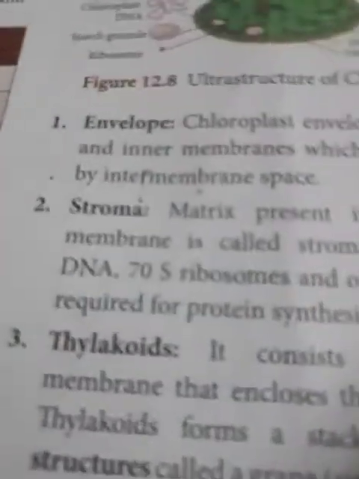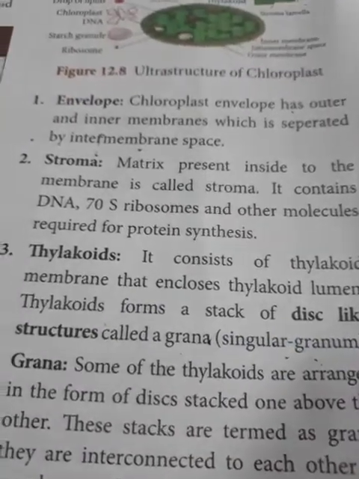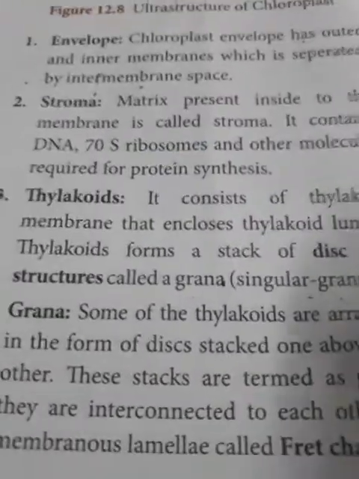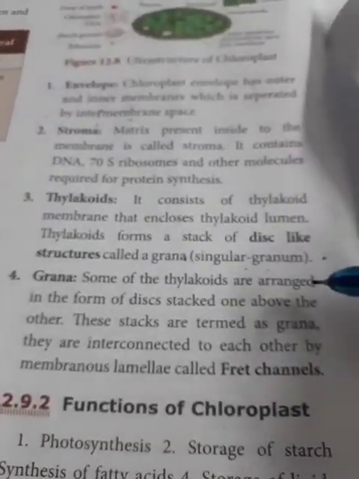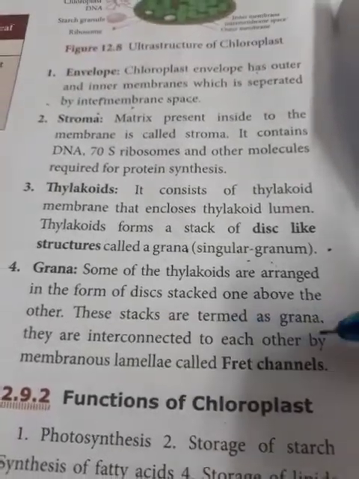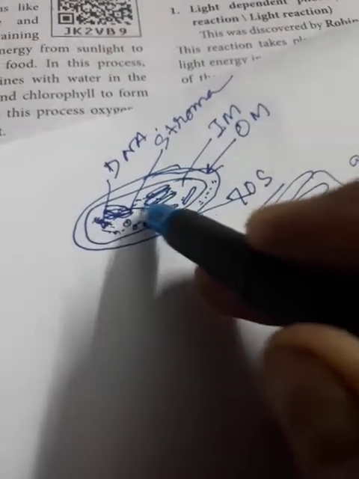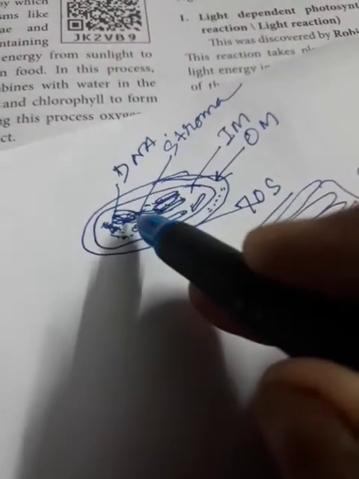So it consists of thylakoid membrane which encloses the thylakoid cavity. Thylakoids form a stack of disc-like structures which are called the grana. Singular form is granum. Now what do you mean by grana? Some of the thylakoids are arranged in the form of disc stacked one above the other. These stacks are termed as the grana. They are interconnected. Suppose this is one stack, this is another stack. They are connected. It's not separated, they are connected.